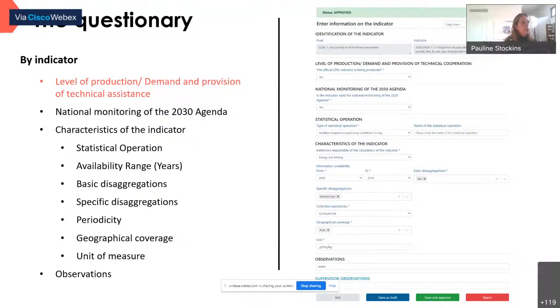When you enter the information entry model, a list of indicators is displayed. And when you select one indicator, you go to the questionnaire, which contains several questions related to the production of the indicators: if the country produces or does not produce the indicator, the demand and provision of technical assistance, if the indicator is used or not for monitoring the 2030 agenda at national level, and many characteristics of indicators, which are the statistical operation, the availability range in years, the basic disaggregations, specific disaggregations, periodicity, geographical coverage, and unit of measurement.